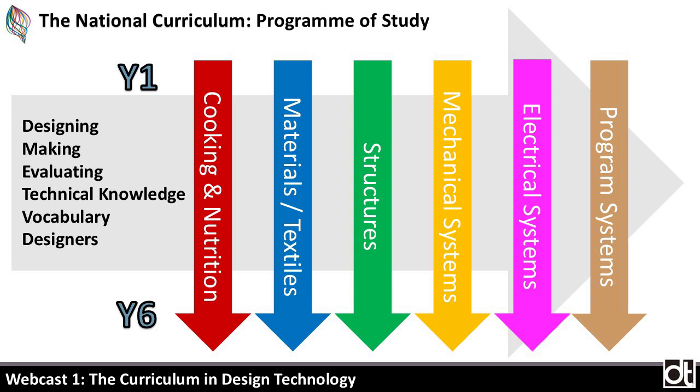So therefore, through studying the 6 strands of learning, children acquire the knowledge and experiences of designing, making, evaluating products, while also gaining the technical knowledge, practical skills, vocabulary, and know about the designs and designers associated with each strand of learning as they move from year 1 right the way through to the end of year 6.